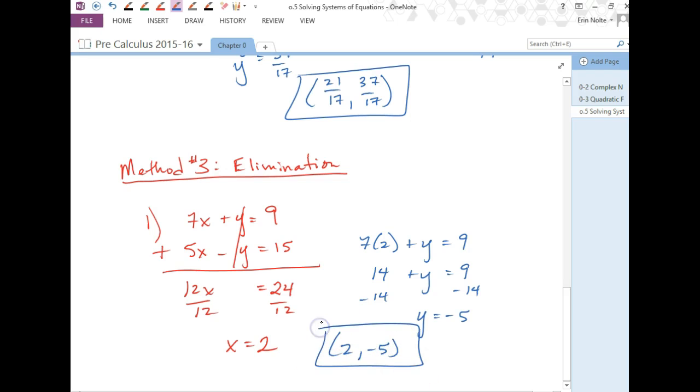Okay, so please make sure, you guys, that you're writing your answers as ordered pairs. Don't say x equals this, y equals that. Okay, write your answer as an ordered pair.